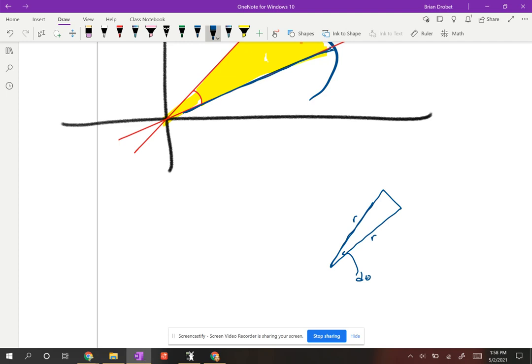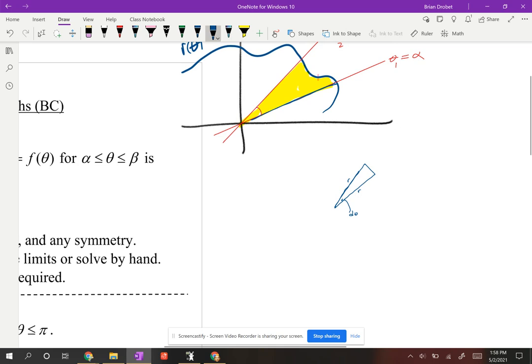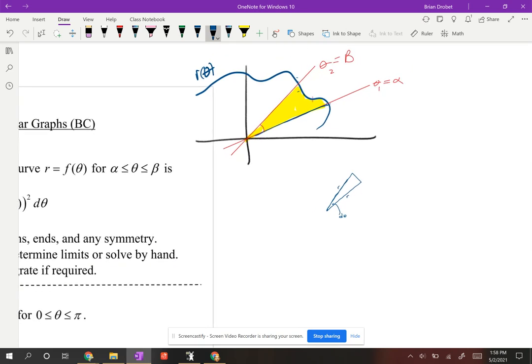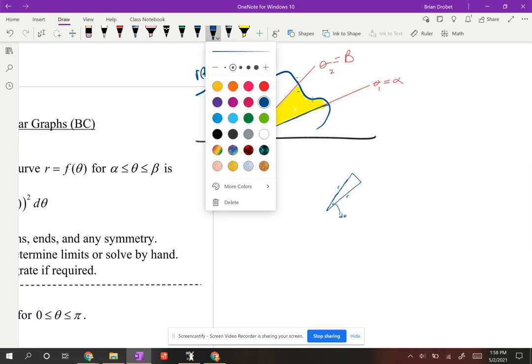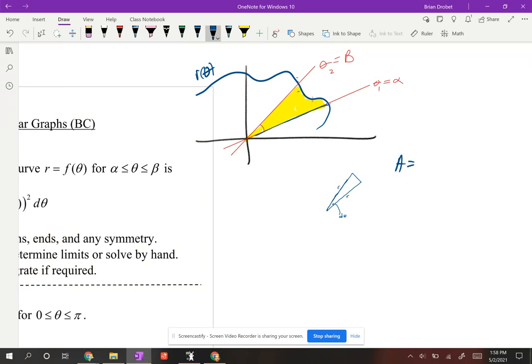Now, there's a known formula for the area of a triangle, because that looks like a triangle, right? Even this looks almost like a triangle. The closer alpha and beta are together, the more this is just a triangle. Well, we know there's a commonly known area of a triangle, which is 1/2 r squared sine of the angle in between. Well, in this case, that is 1/2 r squared sine of d theta.